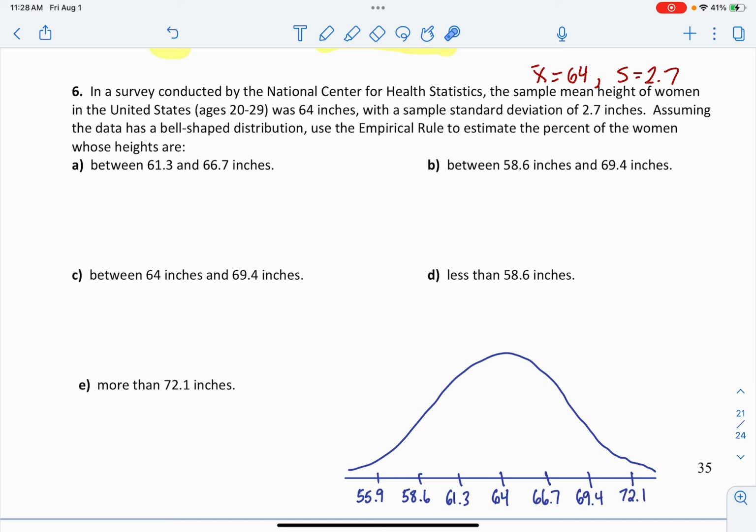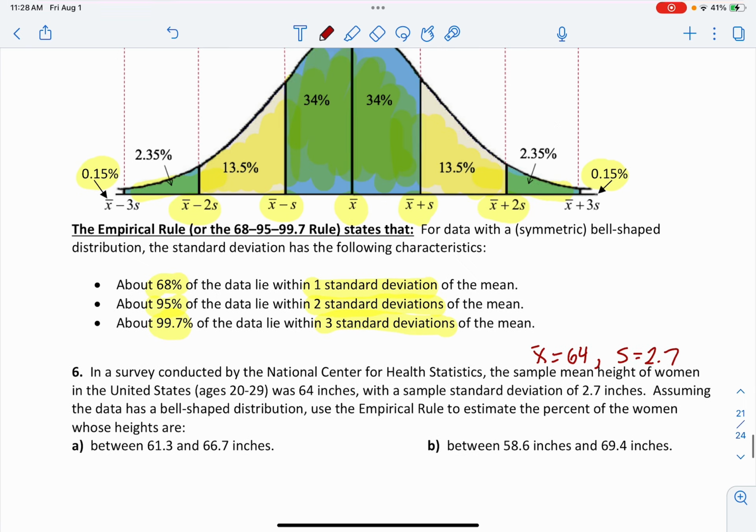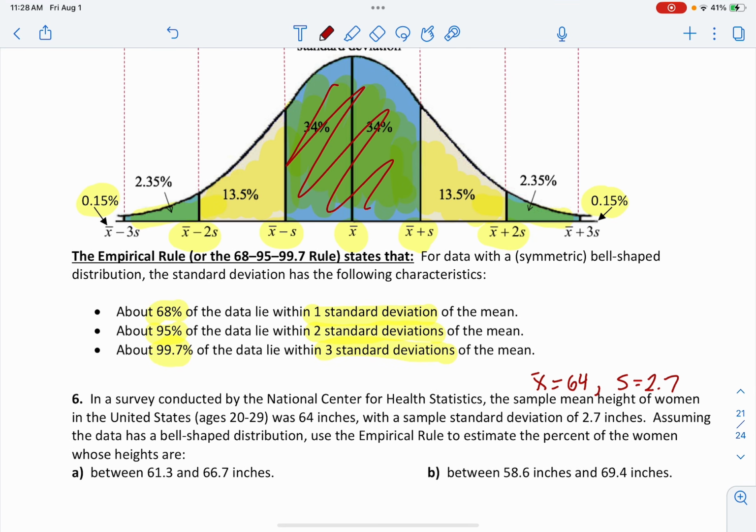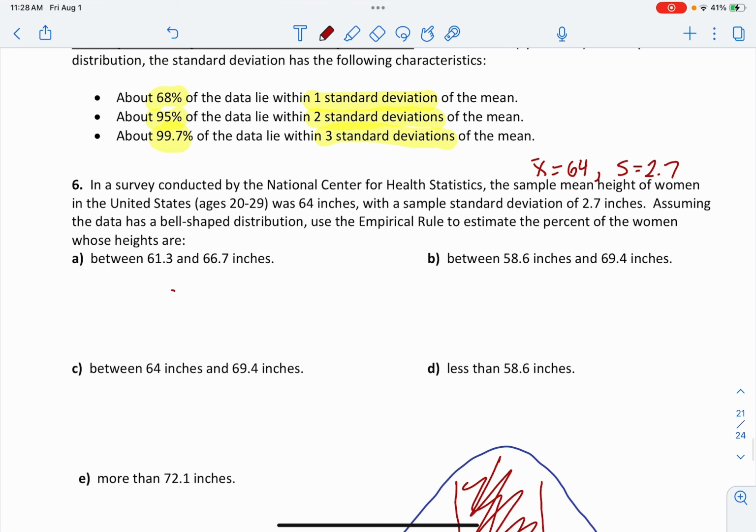Now, if I have between 61.3 and 66.7, what percentage would that be? So if I were to draw that, 61.3 is here, 66.7 is there. It's this segment here. What percentage is that? Notice those are 1 standard deviation from the mean. If I look back at my general chart, that's these guys right here. That's the 68% rule, or 34% plus 34%. So the end result would be 68%.